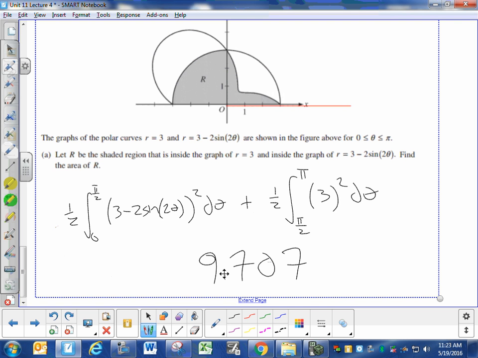Okay, good. Now, from what angle to what angle is the radius of this region R using 3 minus 2 sine 2 theta? There's 0. Yes, from 0 to pi over 2, you'd use the radius of 3 minus 2 sine 2 theta. That's your first integral, Miss Cameron. 0 to pi over 2 of this radius squared times a half. Now, what would be your second integral, Mr. Ahmadian?